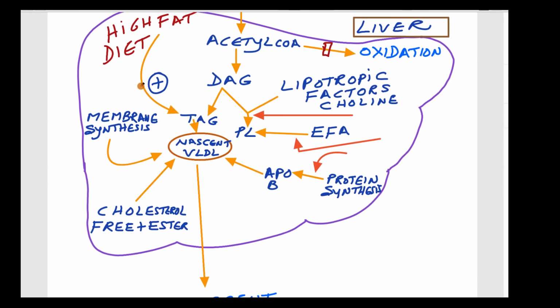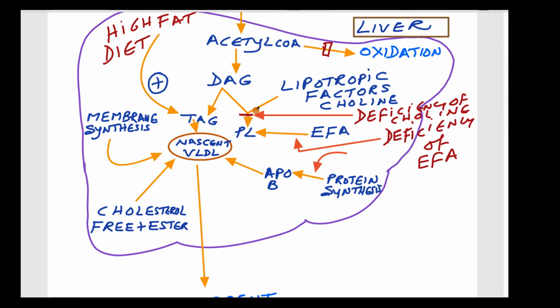Then phospholipids, as I said, require essential fatty acids. If there is a deficiency of EFA, then there is a problem in phospholipid synthesis. If there is a deficiency of choline, then also there is defective phospholipid synthesis, so lipoproteins cannot be synthesized. There is also another problem. What is the problem?